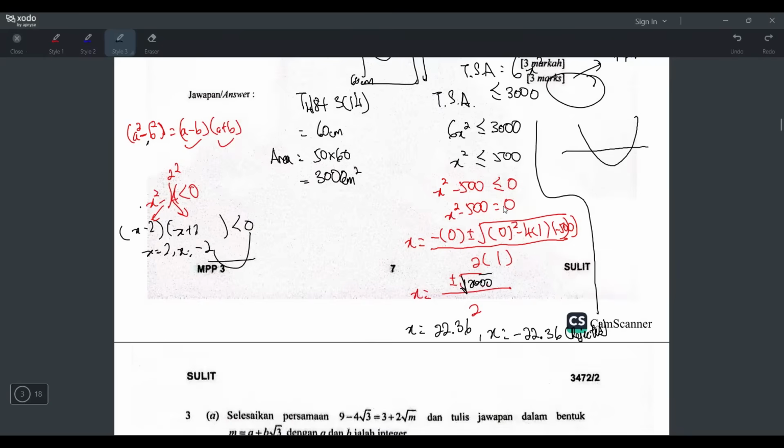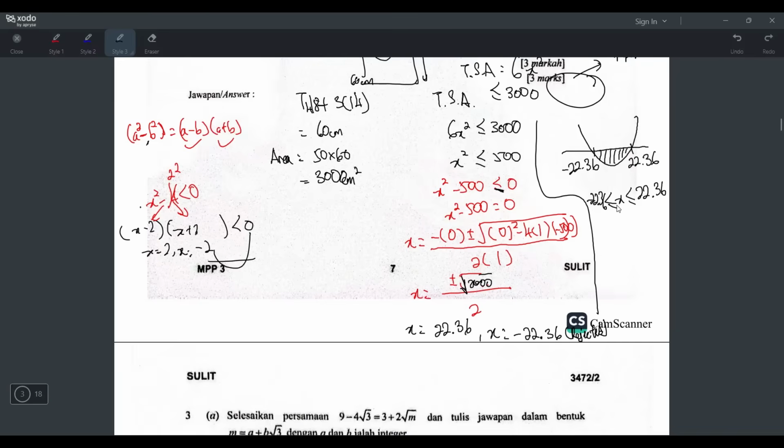For a quadratic inequality, we will do this method. And then here I'll write the small number, which is negative 22.36. I know I will reject this part later, but it's okay, just do the full thing first. And then here is 22.36. And for the shading part, you look at the sign. If the sign is smaller, you have to shade in the middle. So that's your answer. x has to be in between negative 22.36 and 22.36. And they put equal here, so you also have to put equal.